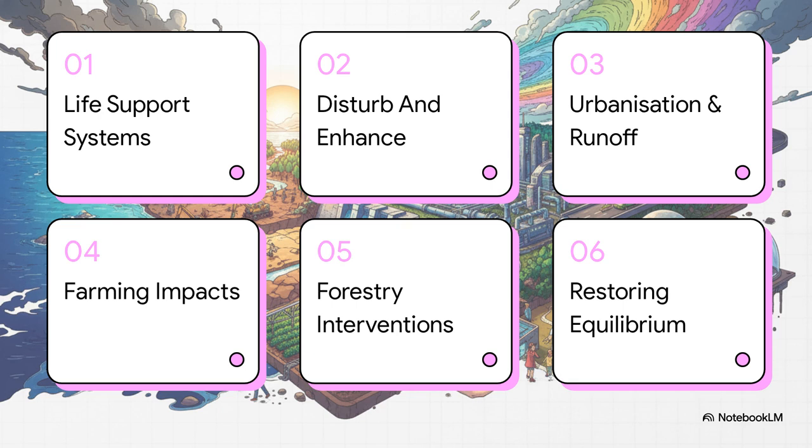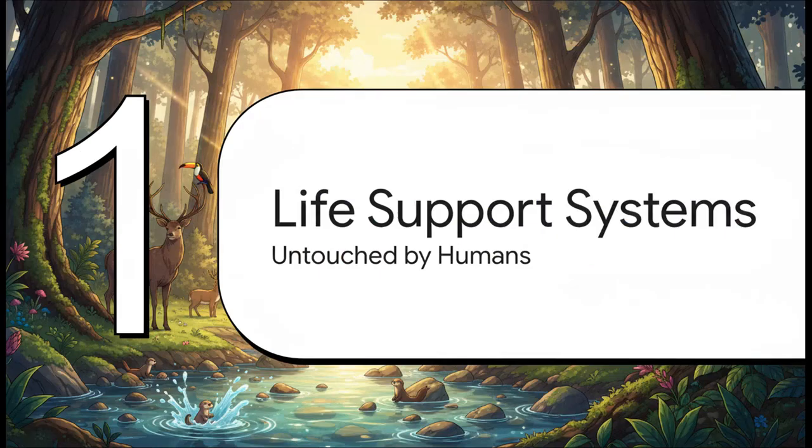Here's our roadmap for today. 1. Earth's life support systems. 2. Defining disturb and enhance. 3. Urbanization, concrete and runoff. 4. Farming, soils and storage. 5. Forestry, canopies and carbon. And finally, 6. Restoring dynamic equilibrium. Let's jump in. Section 1.